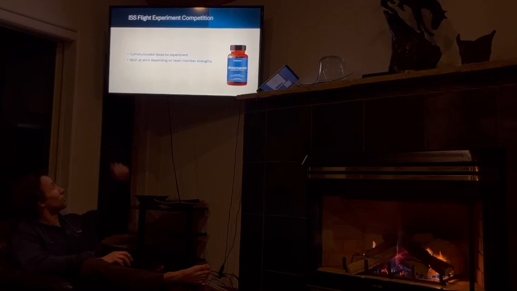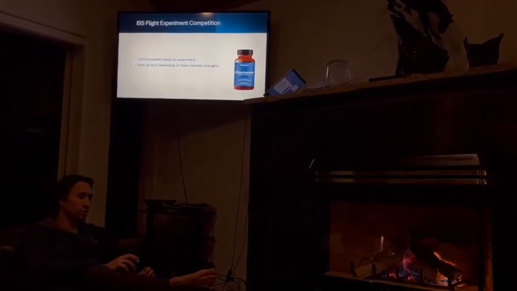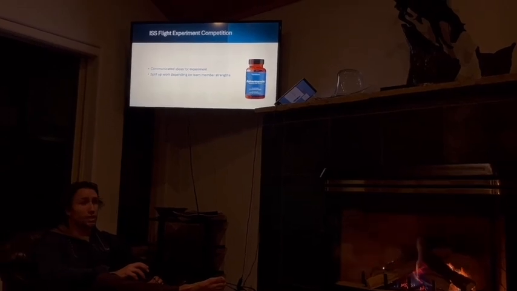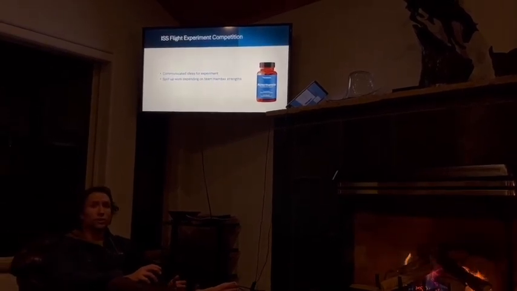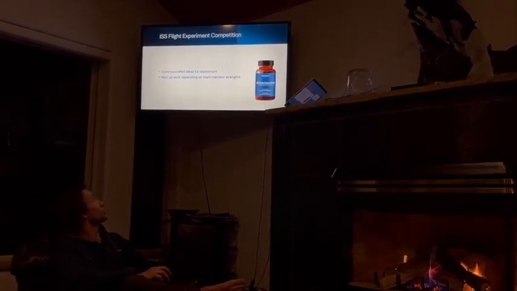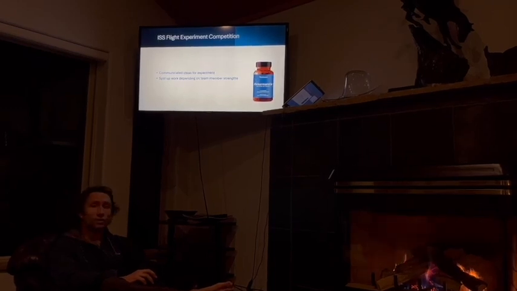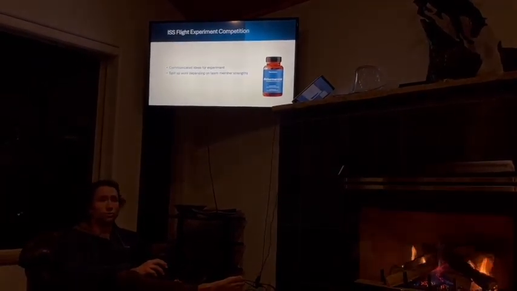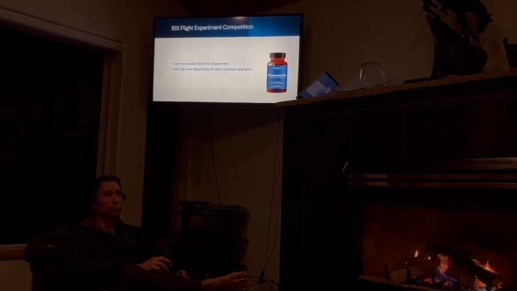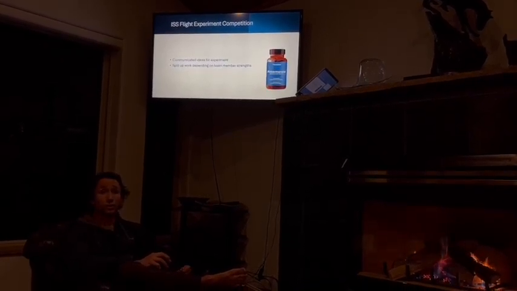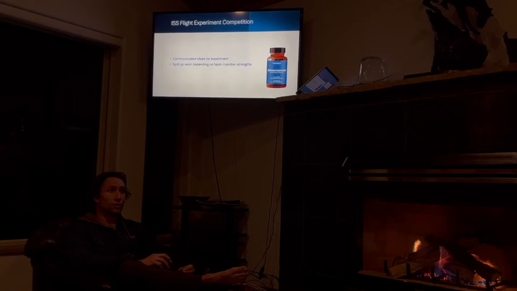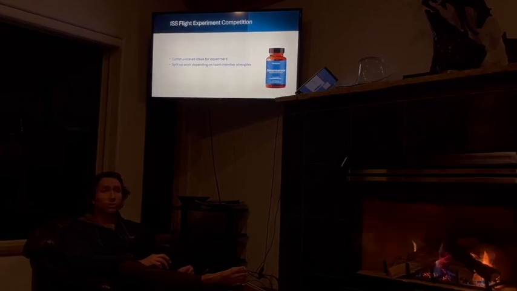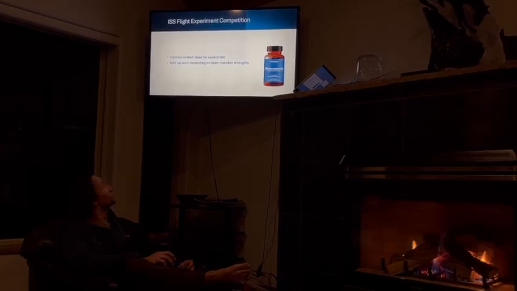And so we did a lot of communicating ideas for the experiment. We had a lot of different concepts that we ended up stretching. And so it was a lot of team brainstorming and communicating with each other. And we also had to split up work depending on our team member strengths. So some of us were a lot better at doing research, while others were better at contacting people to get access to labs to do more research.